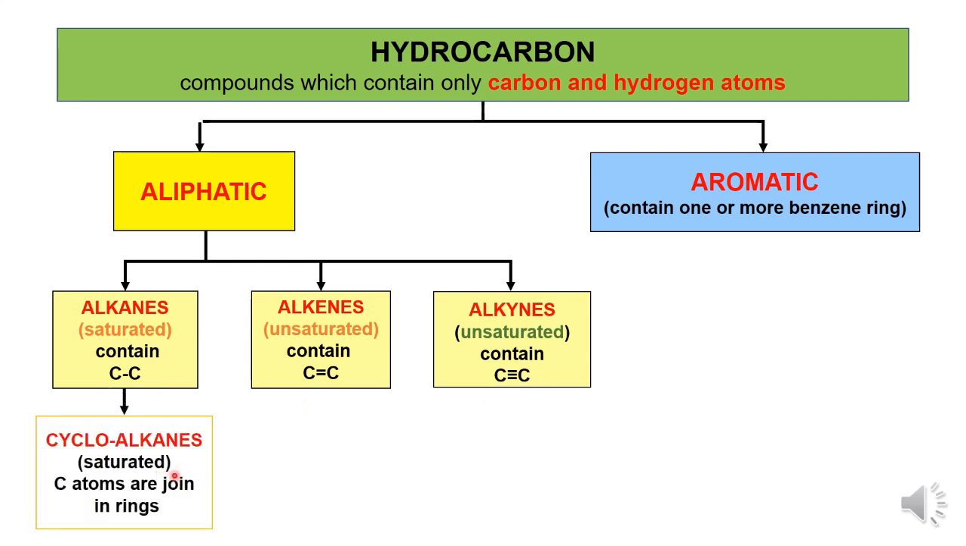Cycloalkane is a saturated hydrocarbon because the carbon atoms are joined in a ring and contain carbon-carbon single bonds. Cycloalkene is an unsaturated hydrocarbon where the carbon atoms are joined in a ring and contain a carbon-carbon double bond.